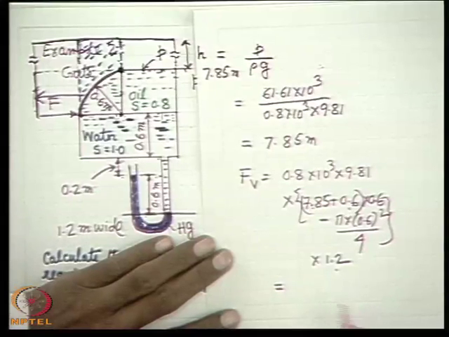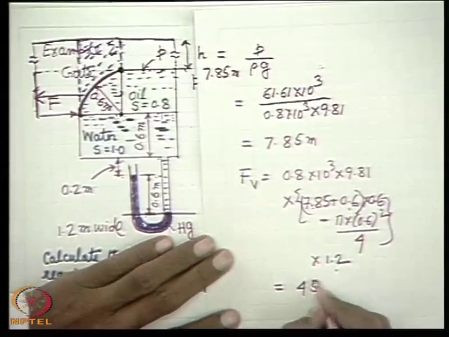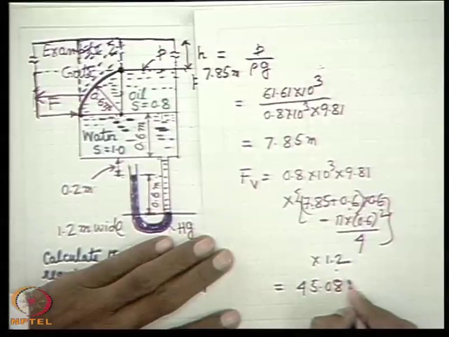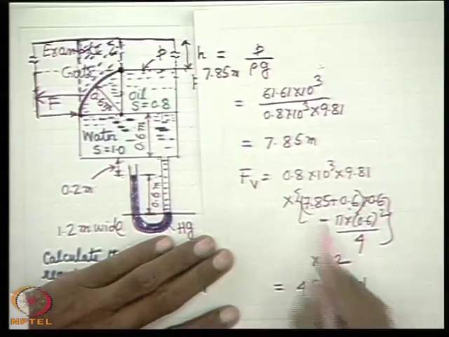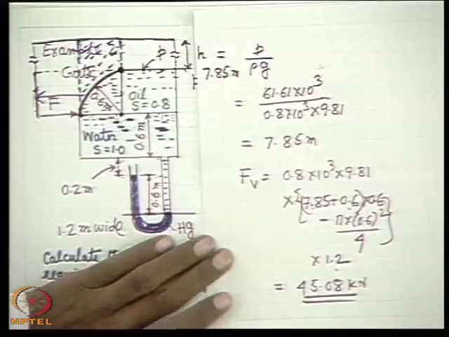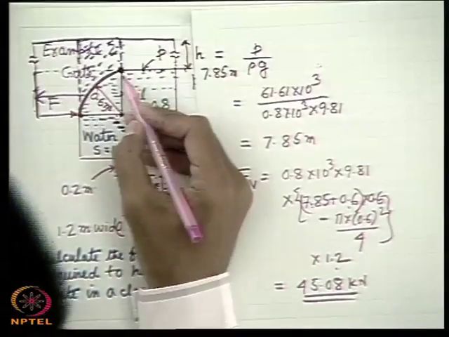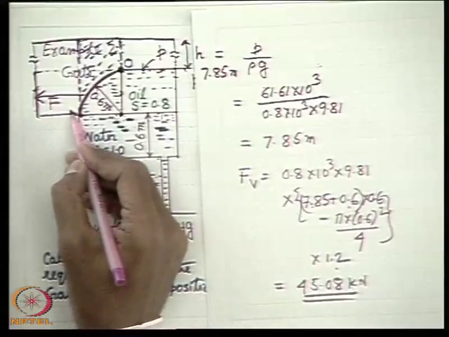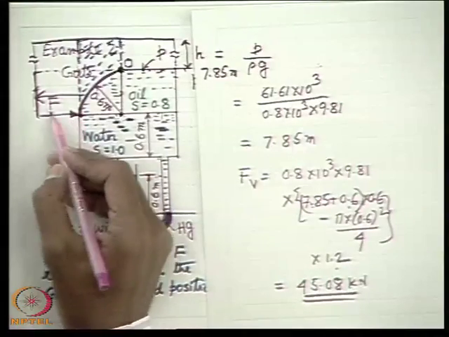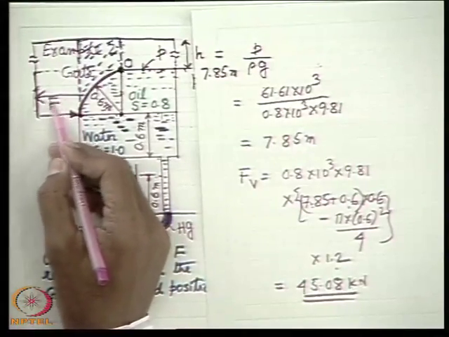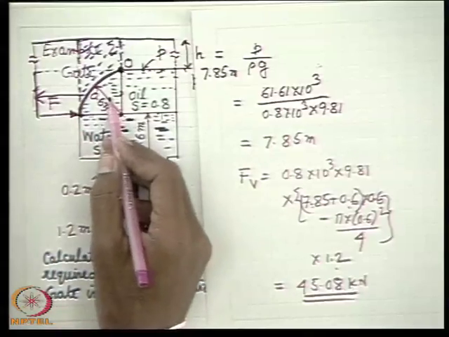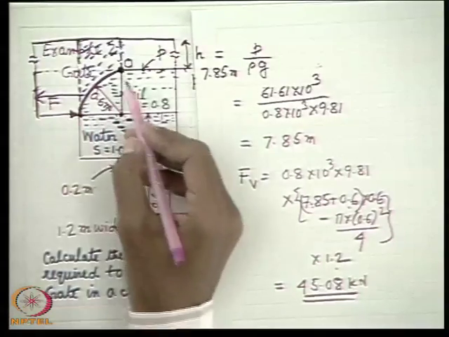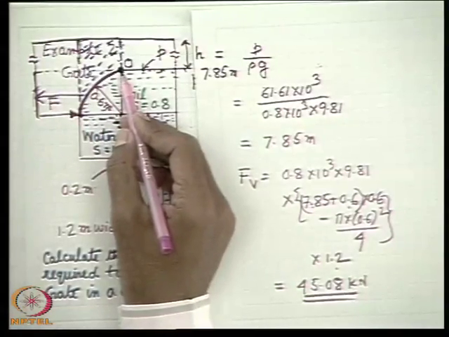What is FV? FV is 45.08 kilonewton. This divided by 10 to the power 3, if you make, this will be kilonewton. Now the question is that there is a hinge here. Let the point be O. Now we have to find out F. The question was, what is the force F required to hold the gate? So therefore, to find out F, we will have to take the moments of the forces about O.